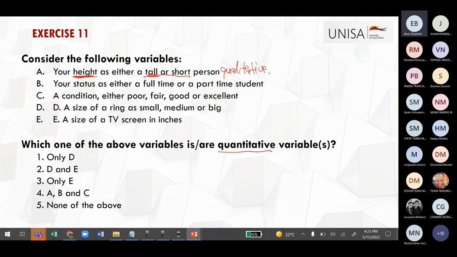Your status is either full-time or part-time? Qualitative. Conditions, either poor, fair, good, excellent? Qualitative. So the answer is 5. The size of a ring, medium, big? Qualitative. Size of a TV screen in inches.